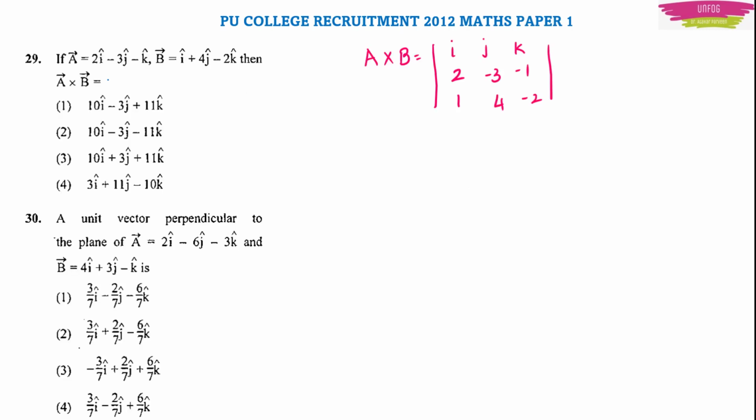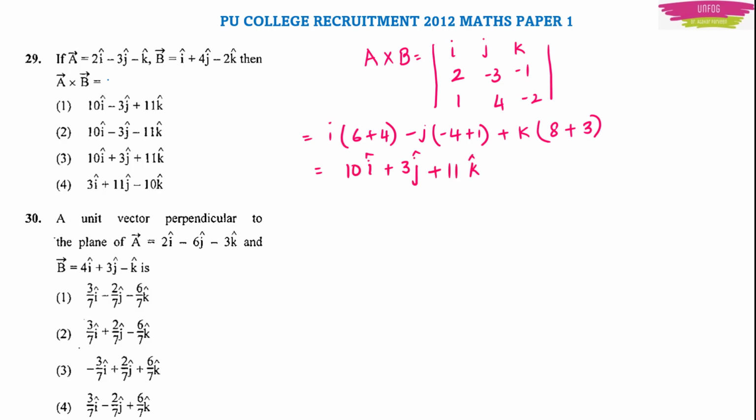To find A cross B, you have to find the determinant. Write i j k in the first row, then the first vector in the second row, the second vector in the third row, and then you solve this determinant. You will get one answer. The answer is option 3. Okay, this is a simple thing, right? Next question: a unit vector perpendicular to the plane. A is 2i minus 6j minus 3k and B is equal to 4i plus 3j minus k.